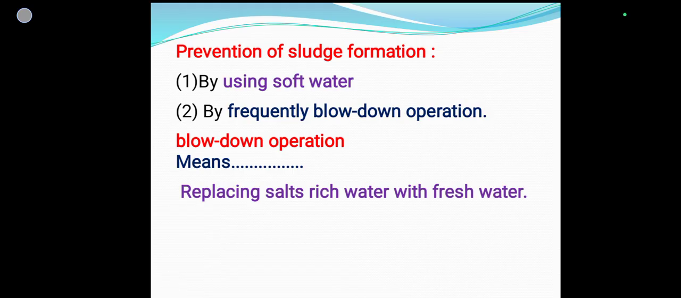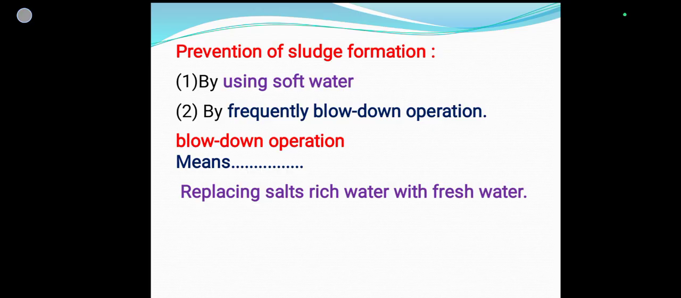As we know, sludge is produced due to precipitation of salts. So who is responsible for sludge formation? Salt is responsible for sludge formation. So if you want to prevent sludge formation, then use salt free pure water, or you can say soft water, which is free from salts, and frequently carry out blowdown operation. Blowdown operation means what? Replacing salts rich water with fresh water.